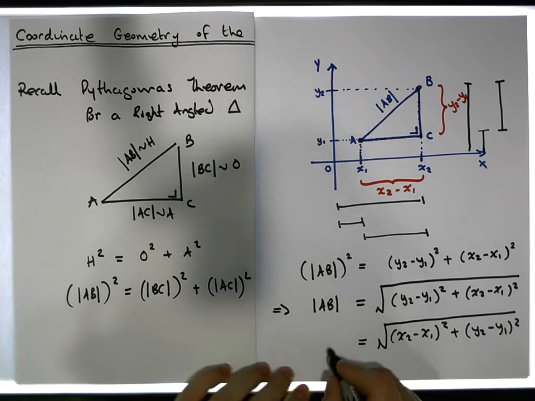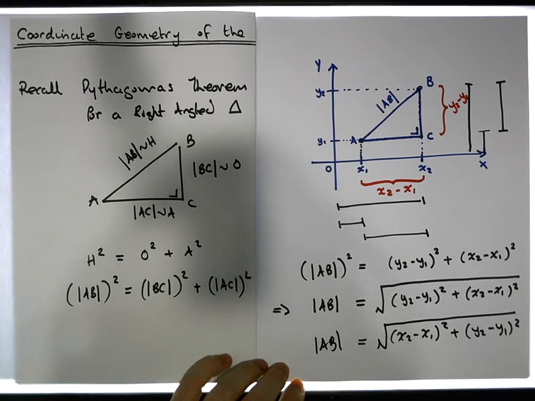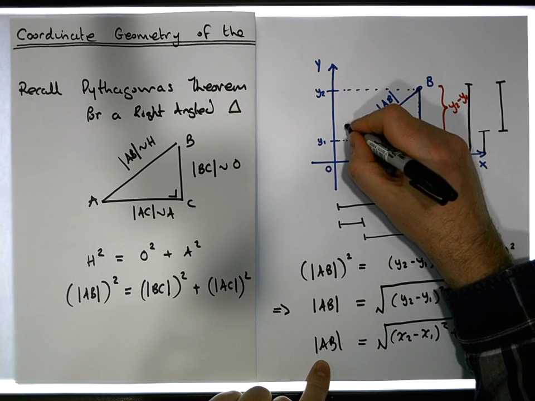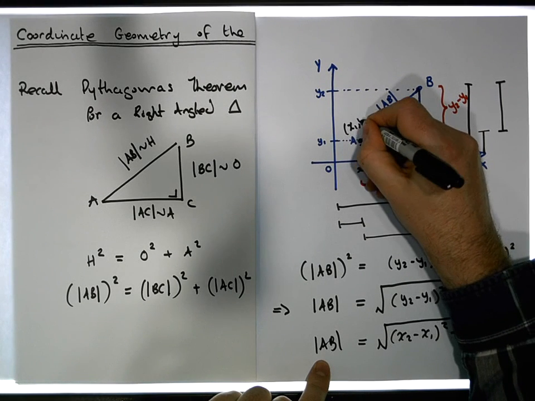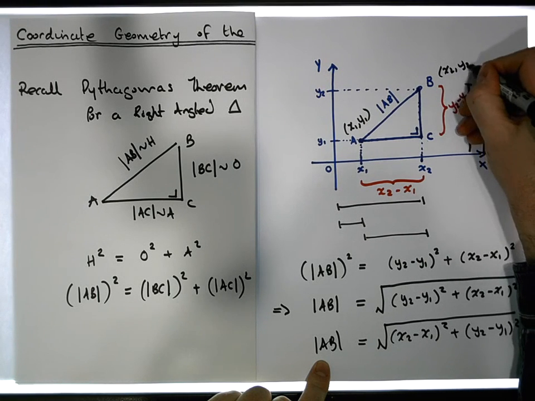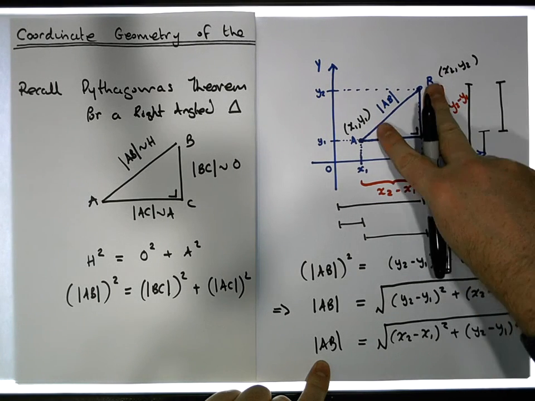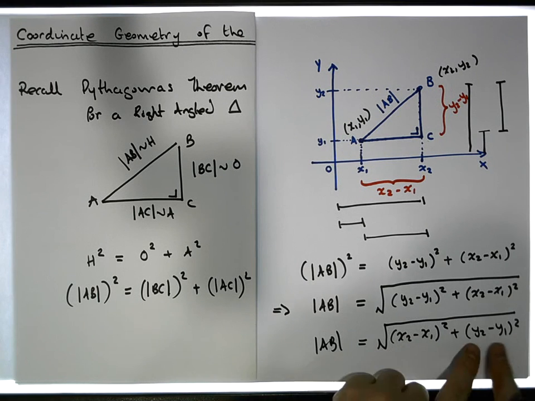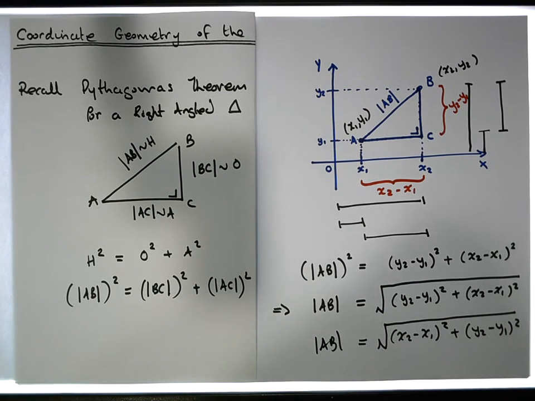So what we actually have here is that the length AB, or the distance between 2 points in space, the point A, which is x1, y1, and the point B, which is x2, y2, given 2 points in space, their coordinates, we can calculate the distance between them solely relying upon the values of their coordinates.